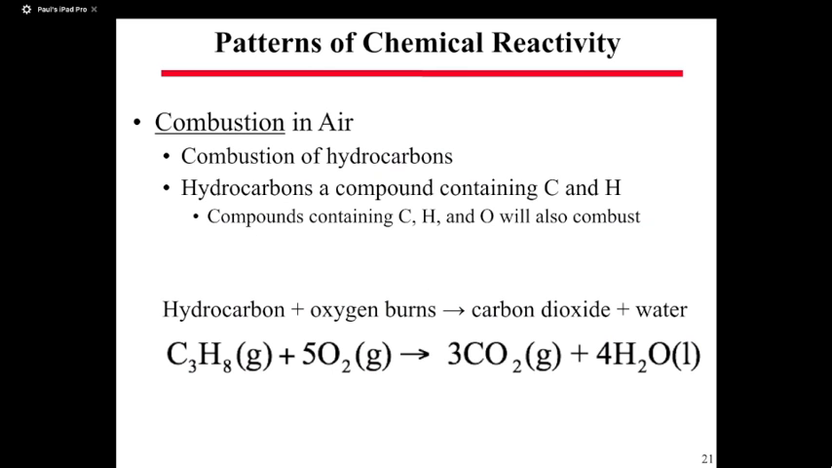And so a poison is being used to protect you. Combustion in air. This is one that you would need to know and you can predict. If you take a hydrocarbon, this is a compound that has either carbon and hydrogen alone or carbon, hydrogen, and oxygen, and you combust it, meaning you add oxygen. Another name for combustion is burning. Burning is just adding oxygen. You will produce two things, carbon dioxide and water.